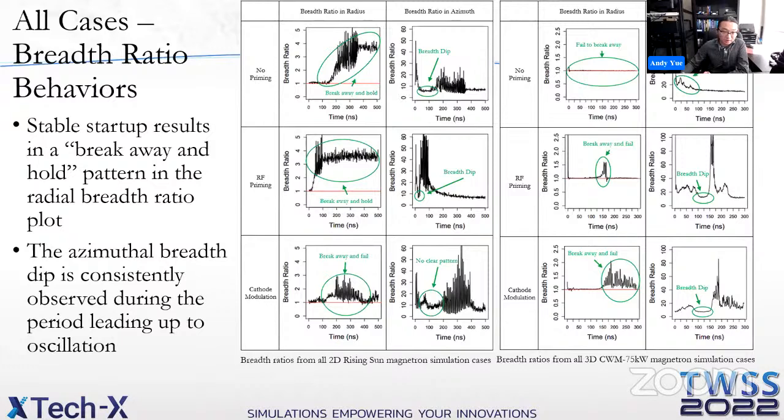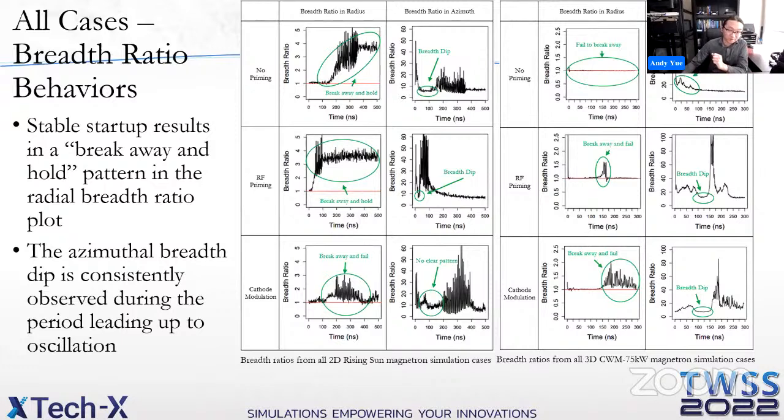Out of all 6 cases, we have 4 cases that reached stable oscillation. The cathode modulation case for the 2D has some issues, probably because the way I was doing the cathode modulation kind of fights with the rising sun geometry, because it's a specialty geometry that has multiple modes in there. So that case didn't work all that well, so we can omit that case. And the other case that didn't reach oscillation was a no priming case for the 3D model.